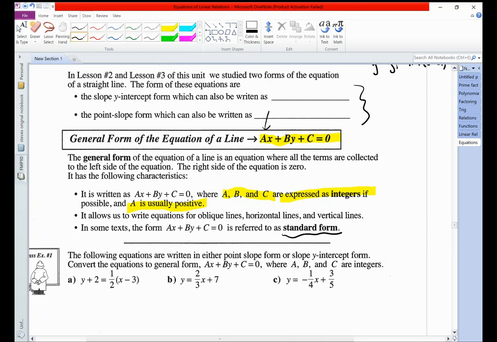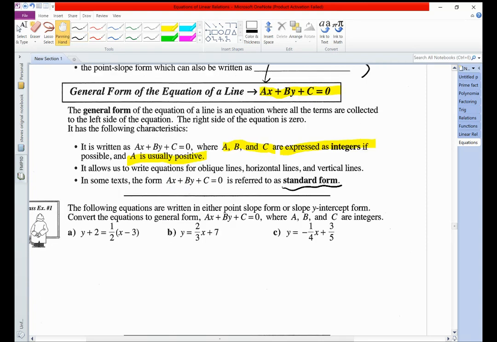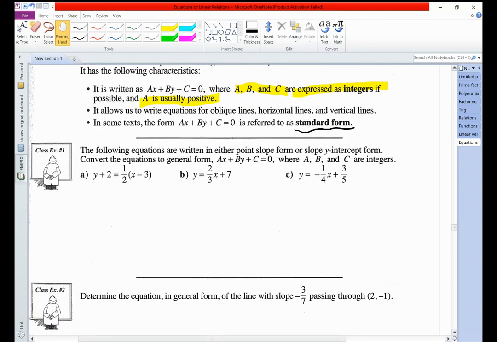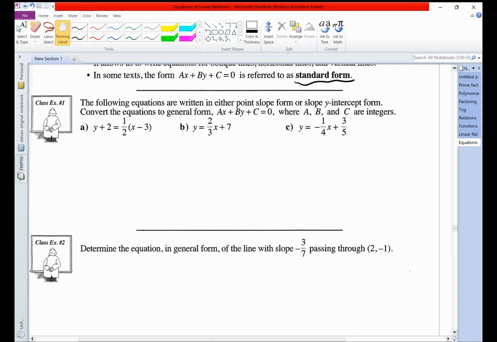So mostly with this form, we are converting our equation into that form or converting it away from that form is really all we can do. It doesn't provide us with a ton of information. So it says the following equations are written in either point slope form or slope y-intercept form. Convert the equations to general form, ax plus by plus c is equal to 0, where a, b, and c are integers.